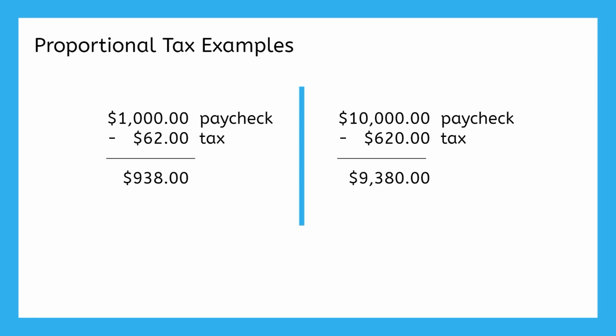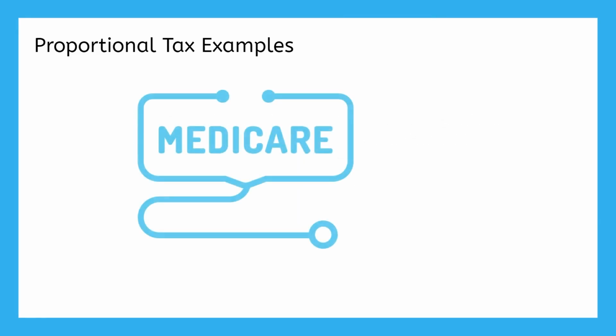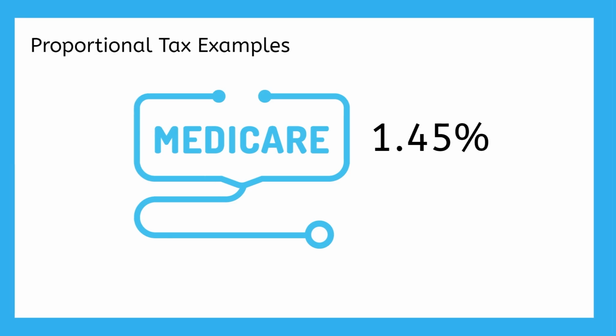For this reason, some people consider proportional taxes to be another form of regressive tax, because they believe that the impact is still higher on the poor than on the rich, even if the tax burden is identical. Another example of a proportional tax is Medicare tax. Through Medicare tax, every employee's income is taxed at a rate of 1.45%, and that money is used to help cover medical costs for the elderly and those with disabilities.